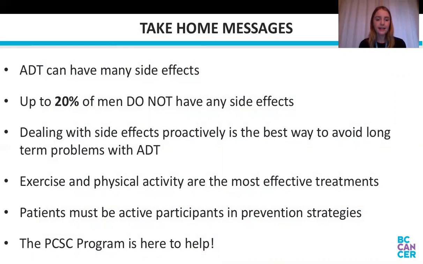And then the Prostate Cancer Supportive Care Program. We're here to help you, but you do need to take the reins and be an active participant in your own health. And just to note that we list all these side effects, not to overwhelm you, but so that you are ready for them if they do happen. But again, it doesn't mean you will have all of them.